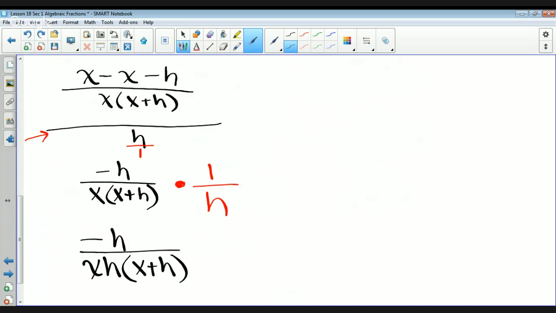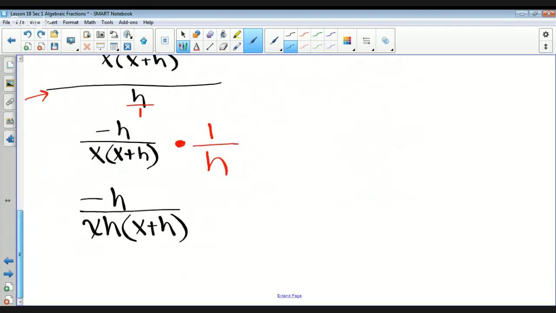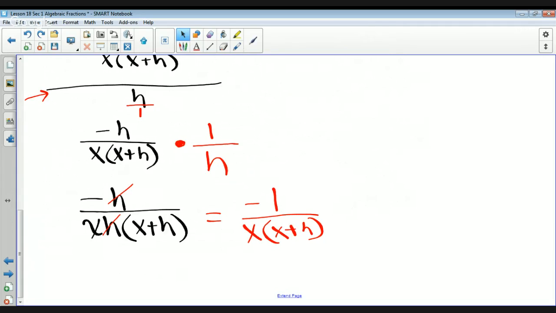I just like to write the variables in the front. You're not wrong if you put x times quantity x plus h times h. We just normally write it in the front, right? Can we go any further, or are we done? We can go further. Yes, x times h. They're not holding hands. So multiplication is factored. So those are gone, and I'm left with negative 1 over quantity x times quantity x plus h. How many of you see it here?